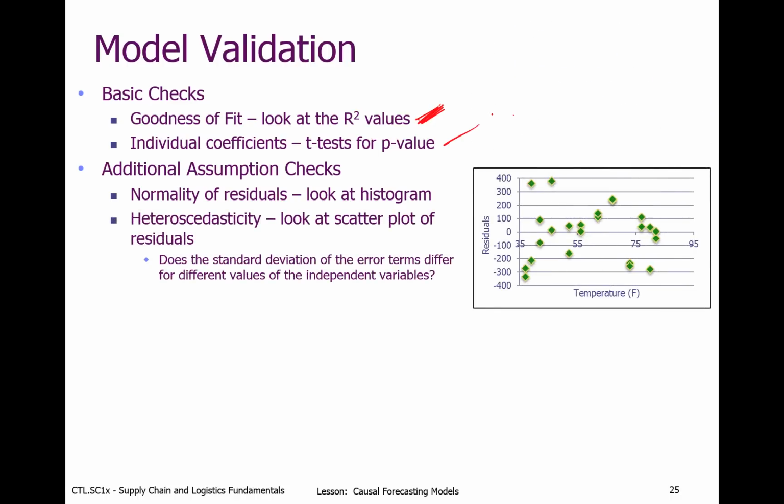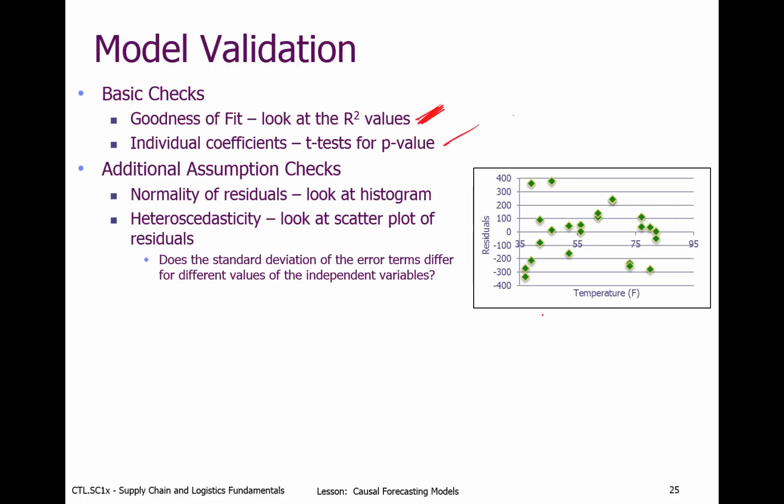But you should also look at something called heteroscedasticity. It's a complicated word, but all that it means is: as the range of my variables changes, does the standard deviation of the error term differ? And so what I have here in this chart is the temperature. This is model 1's residuals, and the temperature goes from 35 to 95, and on the vertical axis are the residuals for each of those observations.